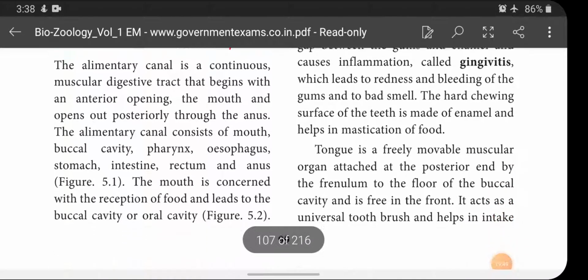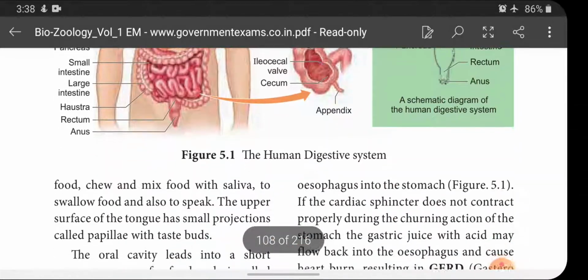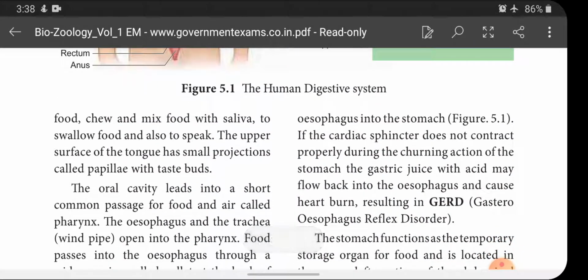Tongue is a freely movable muscular organ, attached at the posterior end by the frenulum to the floor of the buccal cavity, and it is free in the front. It acts as a universal toothbrush and helps in intake of food, to chew and mix food with saliva, to swallow food and also to speak. These are the functions of the tongue.